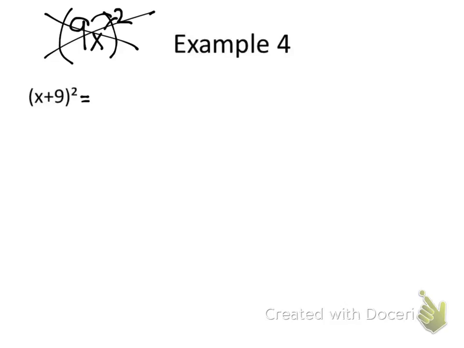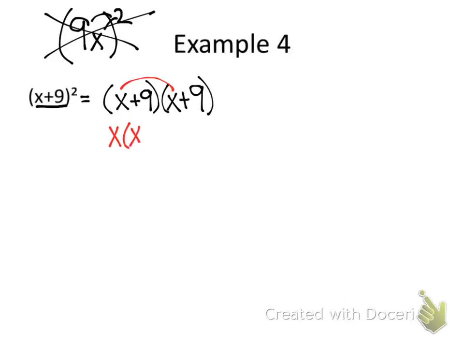You are multiplying x plus 9 by itself how many times? 2. So I'm going to actually write this out. X plus 9 times x plus 9. So you have to distribute the x, then you have to distribute the 9. We have to double distribute here. So I'm going to do x times x. I'm going to do x times 9. Then I'm going to do 9 times x. Then I'm going to do 9 times 9.